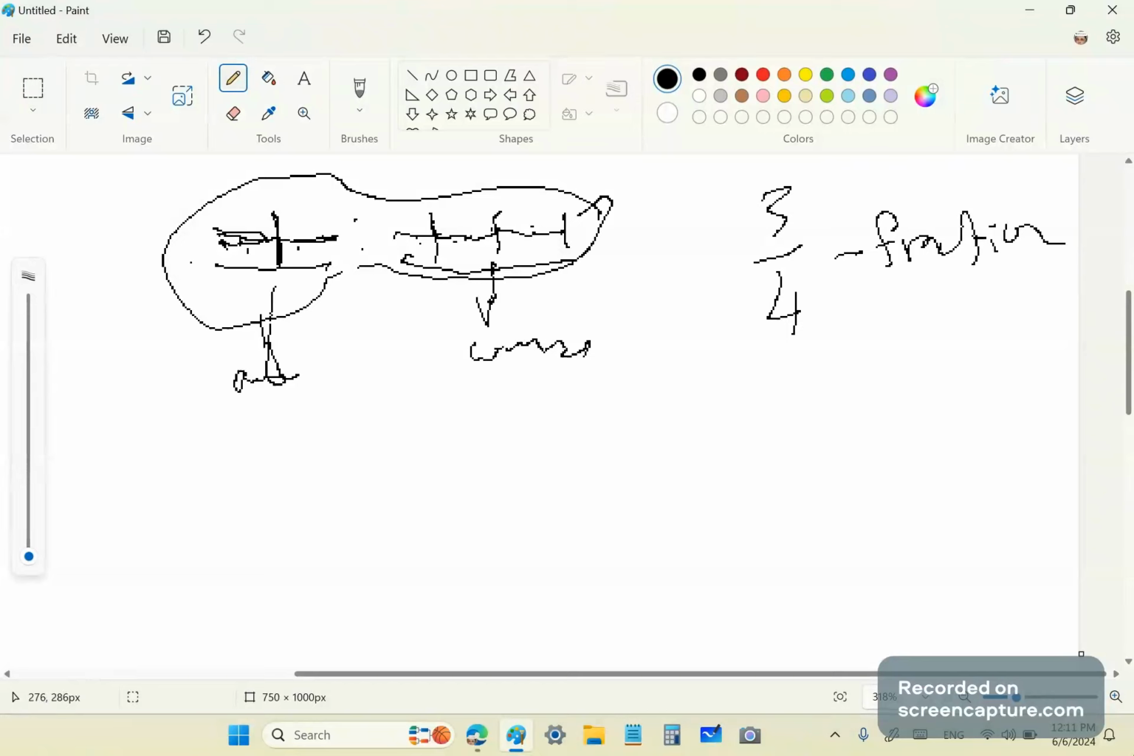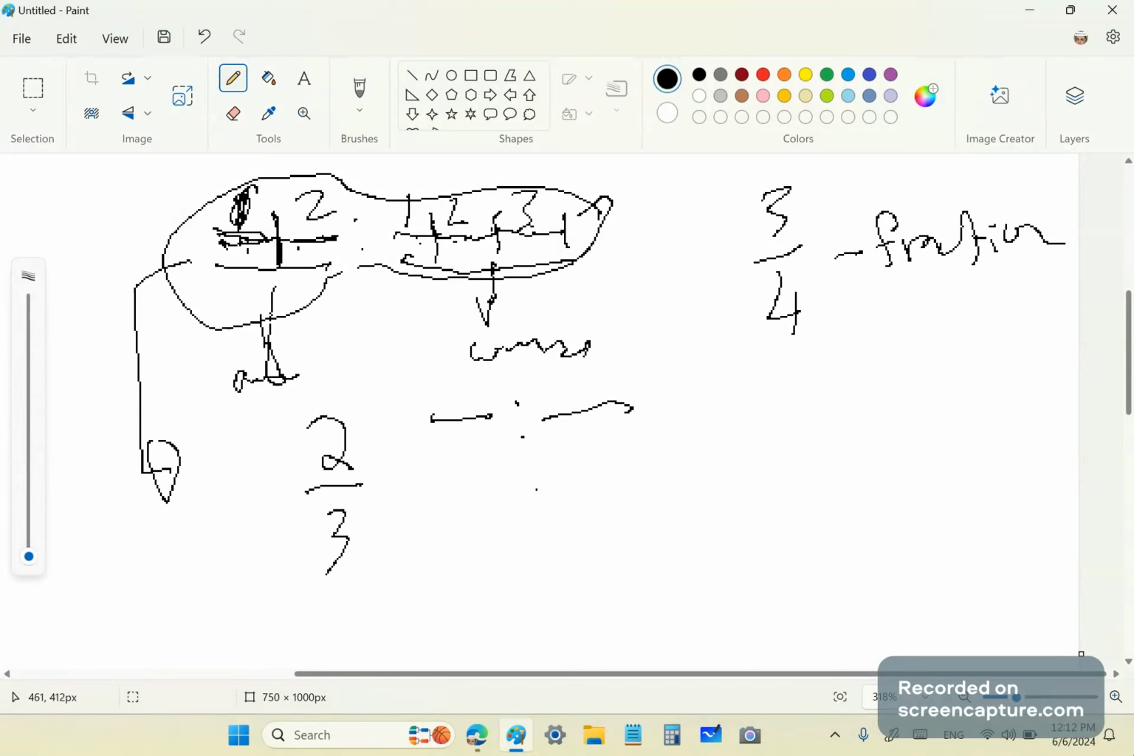The measure stage is over here, where we say, okay, how do we measure this? Well, we count 1, 2, 1, 2, 3. So it'll be 2/3. That's what it means. And 2/3 is a complete number. It's a name that we give to this ratio.